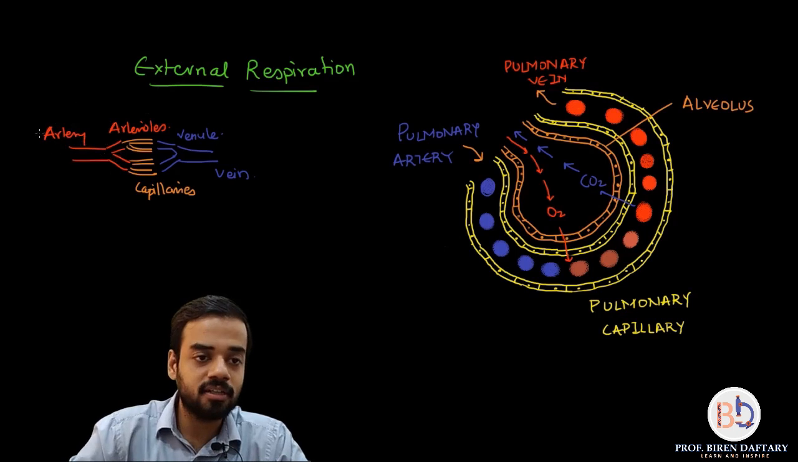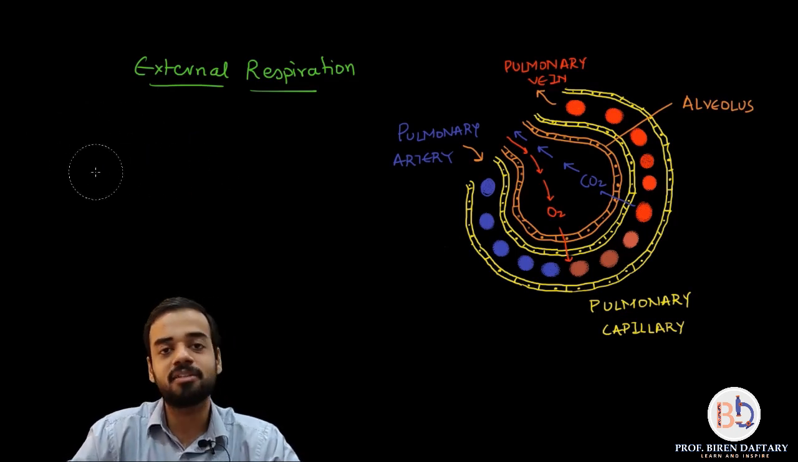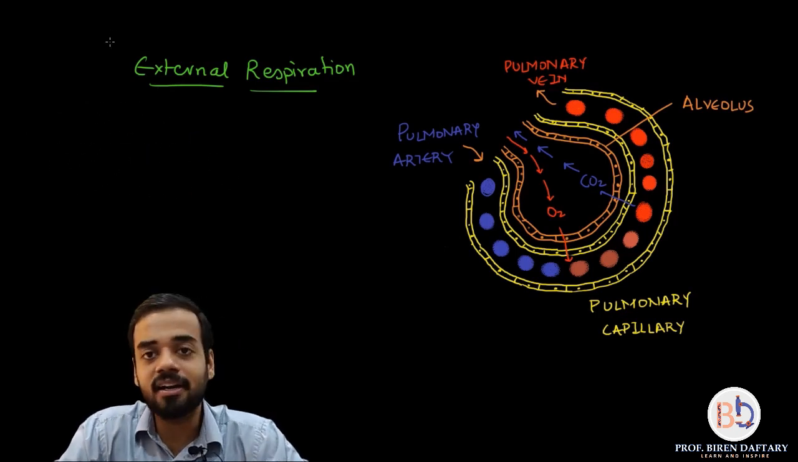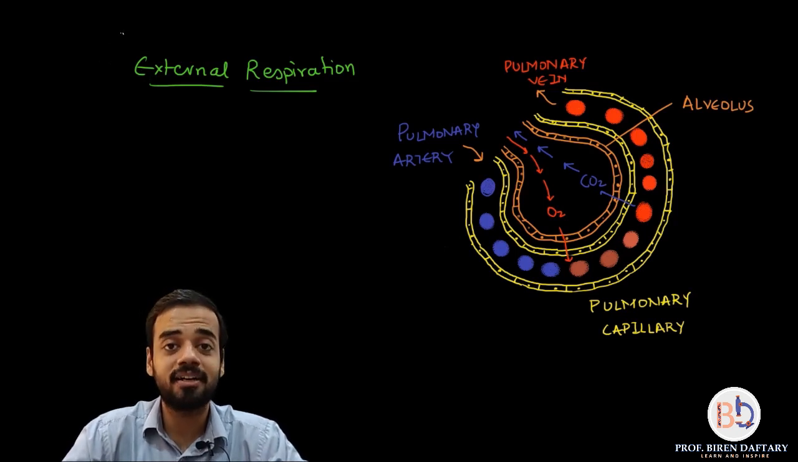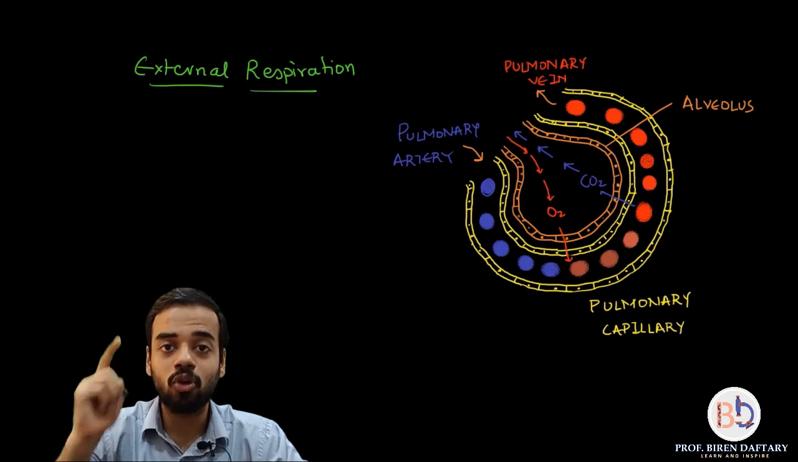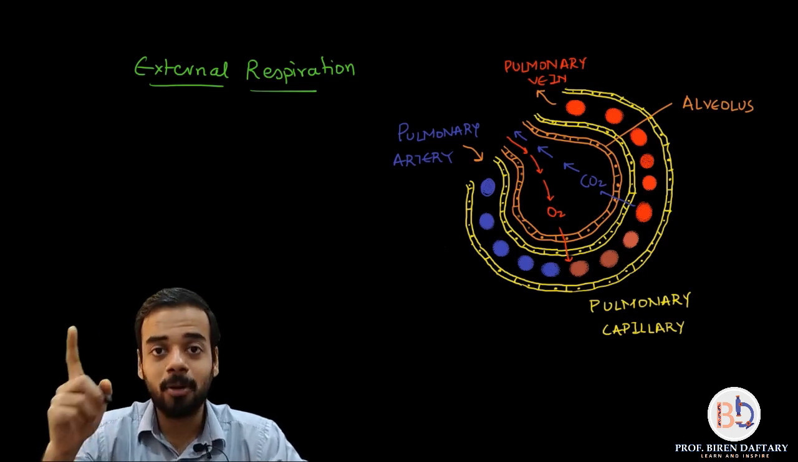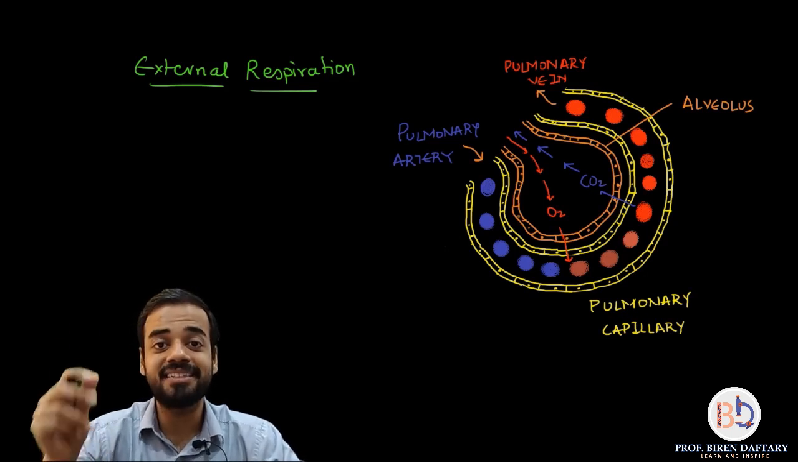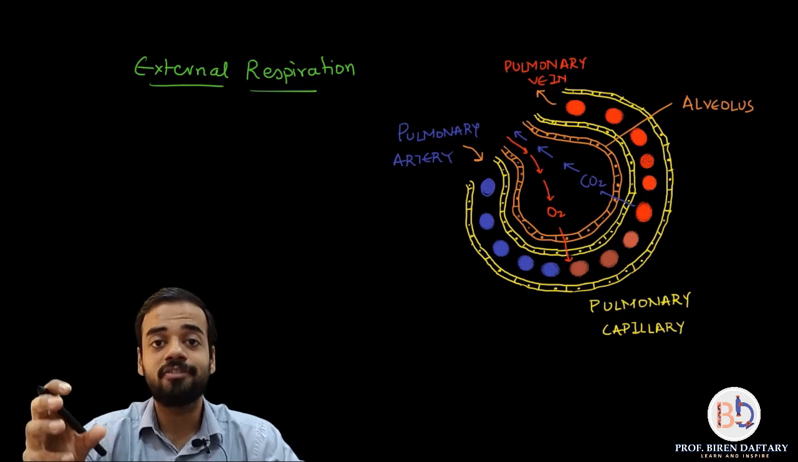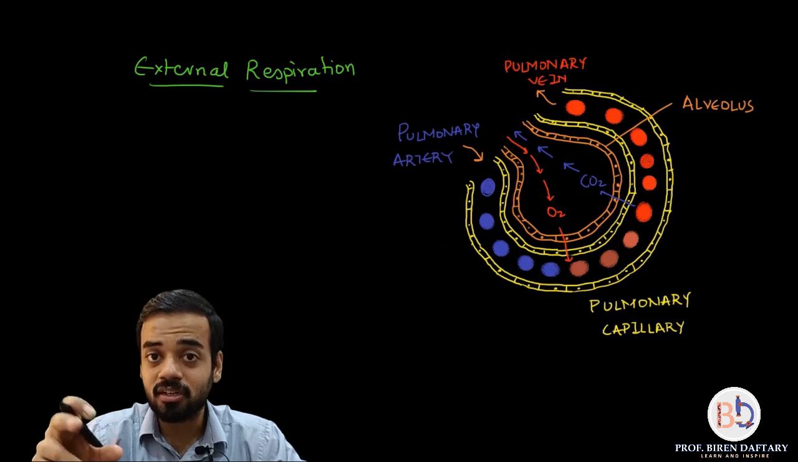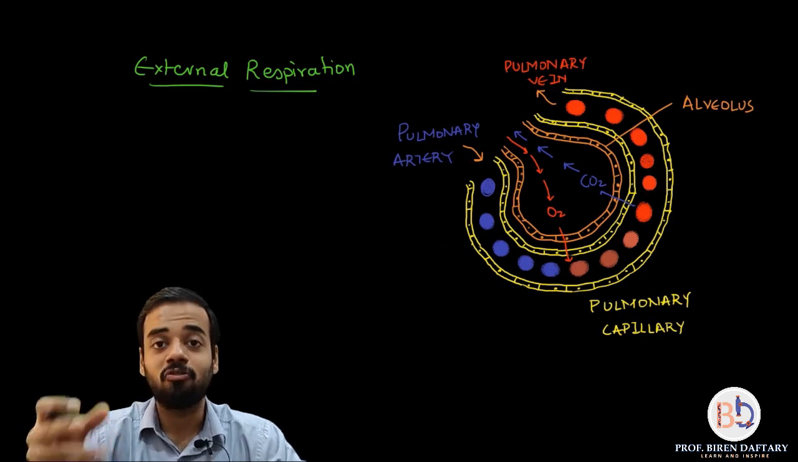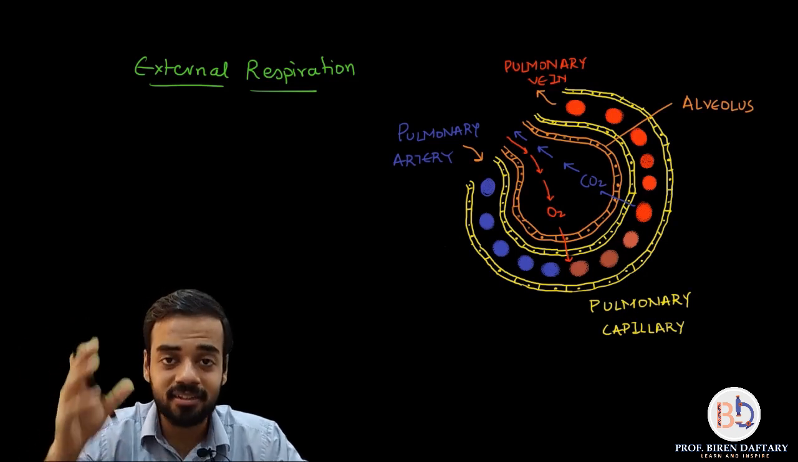Now over here in the case of lungs, please remember pulmonary artery and pulmonary vein are present, okay? And pulmonary artery and pulmonary vein do not follow the normal rules. Pulmonary artery carries deoxygenated blood, whereas pulmonary vein carries oxygenated blood. So over here the rules are opposite. Why is it so? We will be seeing that in the circulatory system.